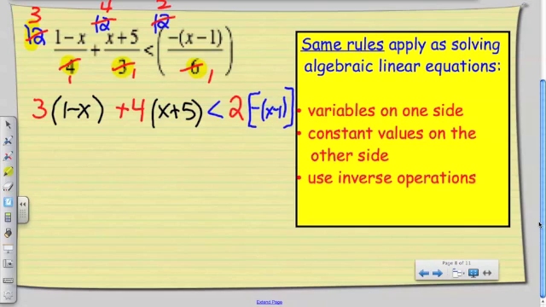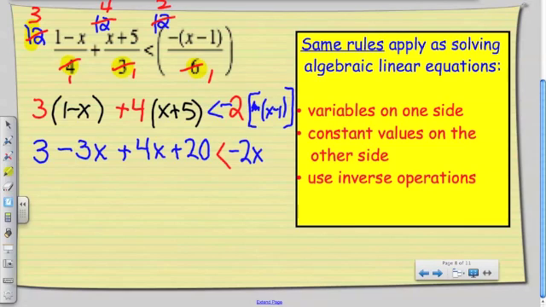So I have 3 times 1 is just going to give me 3. 3 times negative x is going to give me negative 3x. Positive 4 times x is going to give me positive 4x. Positive 4 times 5 is positive 20. Is going to be less than 2 times negative x is going to give, well, we could actually move this negative sign to the outside to make it a little bit easier. So negative 2 times x is negative 2x. Negative 2 times negative 1 is positive 2. Okay, that was a lot of work.